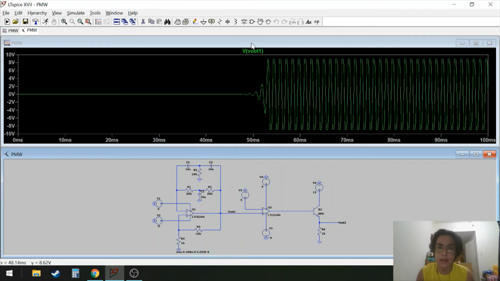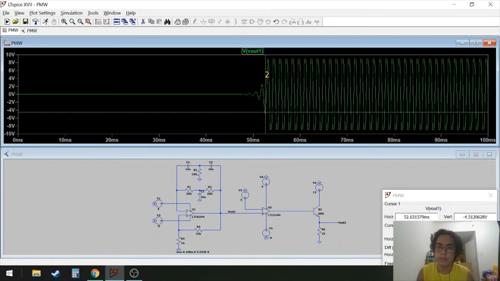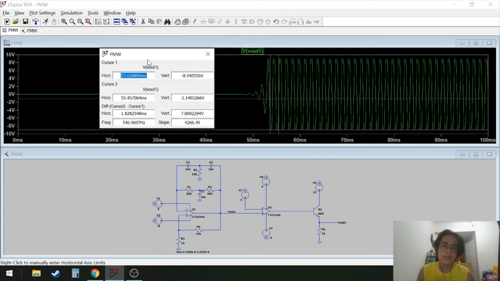To check the frequency, we just place the cursor on one of the waveforms. There you go. The frequency here is shown. It is 546.9697 hertz, which is allowable because our desired frequency range is between 100 hertz to 1 kilohertz.